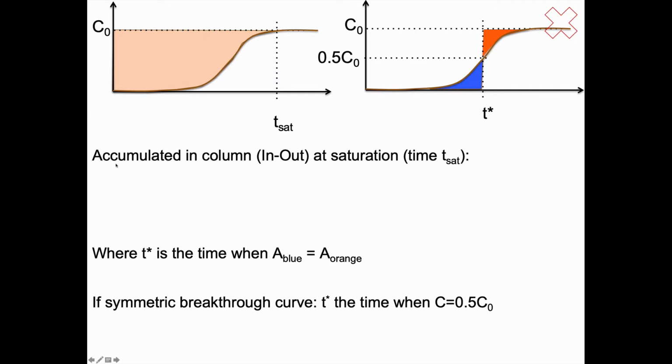Well, what has accumulated in the column then must be the same equation, right? F times the integral of C0 minus C dt from time 0 to time t sat. And that must be the area above this breakthrough curve, so the area between the concentration C0 and the breakthrough curve.